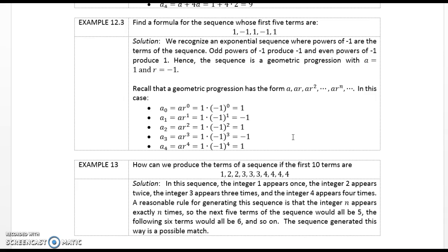a sub 0 is ar to the 0, which is minus 1 to the 0 power, which is 1. a sub 1 is ar to the 1 power, which is 1 times minus 1 to the 1 power, which is minus 1. And we can see that we generate 1 and minus 1 alternately.